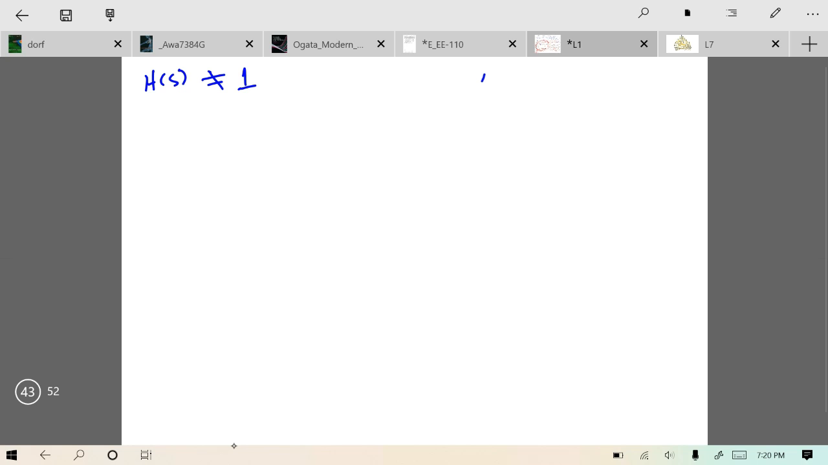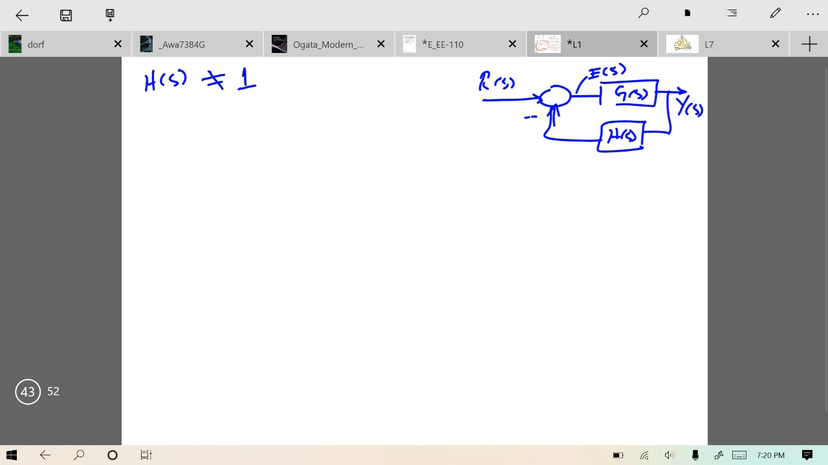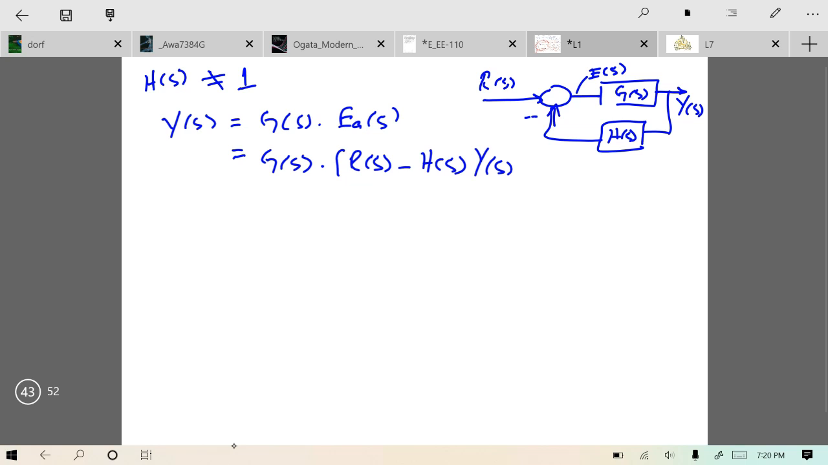Let me quickly draw the system over here. There would be R of S, a negative feedback, a G of S, Y of S, and here I have E of S and H of S. So in this case, my Y of S would be equal to G of S into E of S. Putting the value of the error signal, I will get G of S into R of S minus H of S into Y of S.